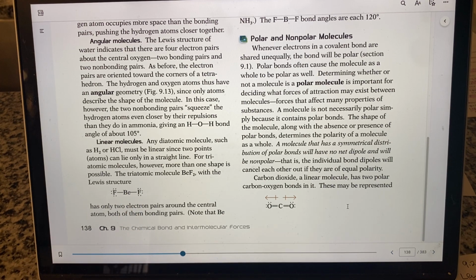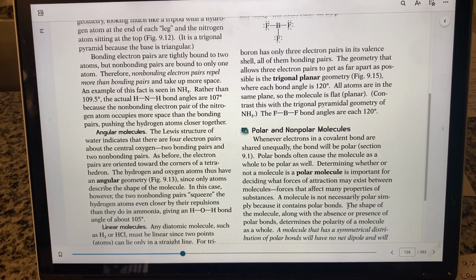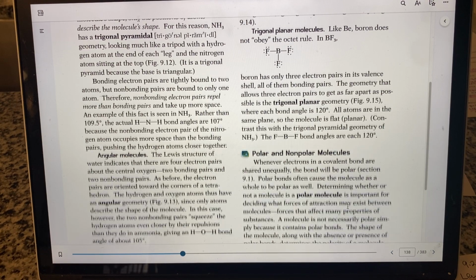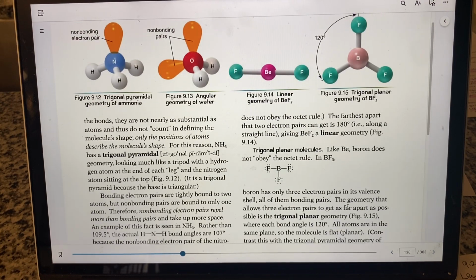So note that Be, beryllium, has only 3 electron pairs in its valence shell. All of them are bonding pairs. So it only has 3, and all of them are bonding. So it has no non-bonding pairs. So it's going to be very equal. And we call this one here trigonal planar.